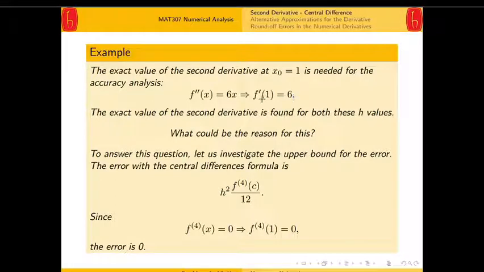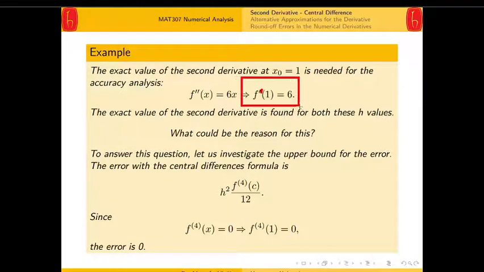Basically, this was supposed to be a double prime because we are interested in finding the second derivative. So this is the double prime. There's a typo here. Okay, let's continue with this.